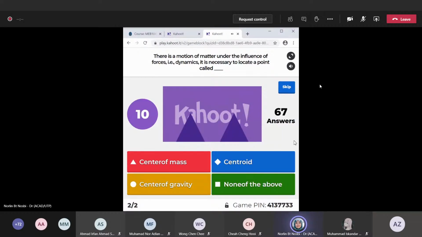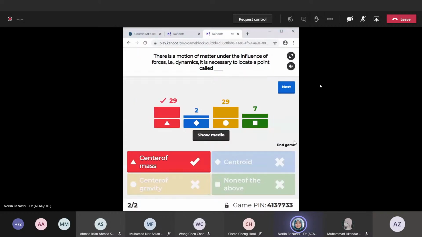Okay, another 10 seconds. Okay, the answer is center of mass. It is not a centroid. The centroid shows you the geometric point at the center, and not center of gravity, because we are looking for the motion that is influenced by the forces. So it would be center of mass.